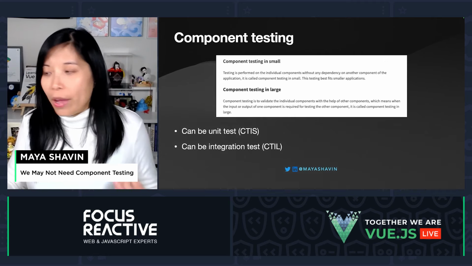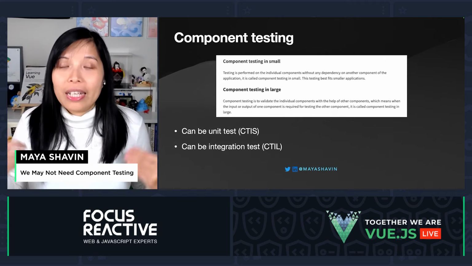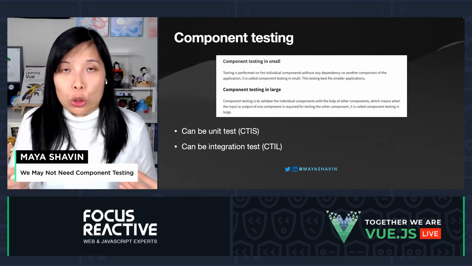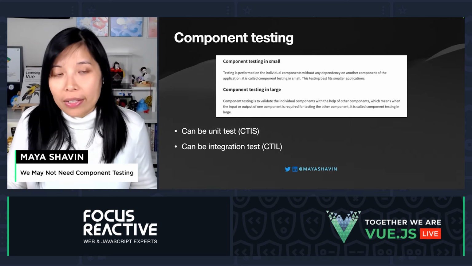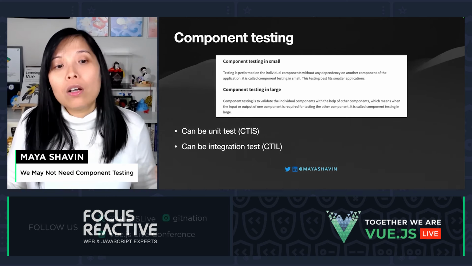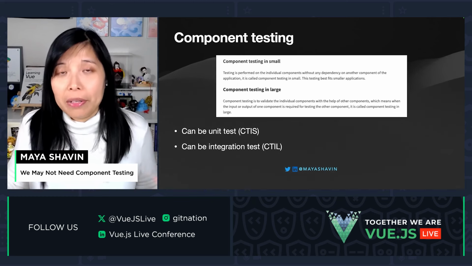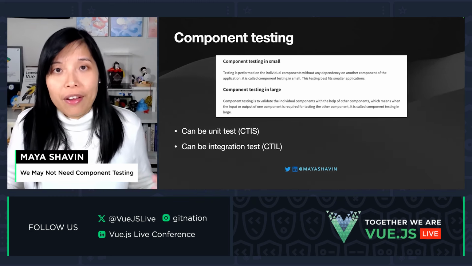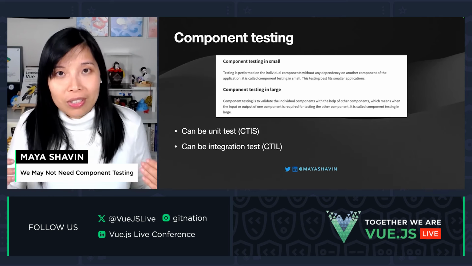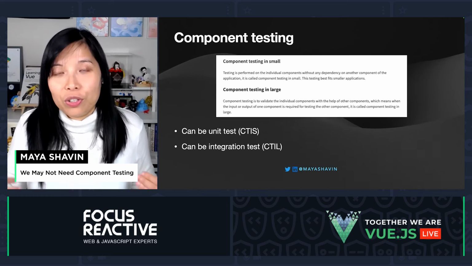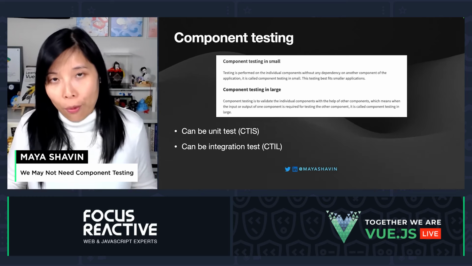So for that, we can say that component testing comes in two types. Component testing in small, unit test. Component testing in large, integration test or end-to-end test. It really depends on how you define the flow of the individual component testing you're aiming for.